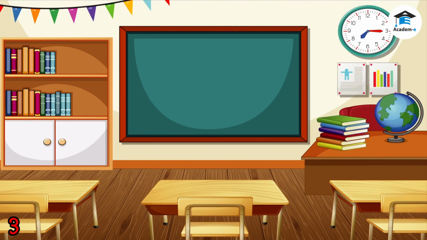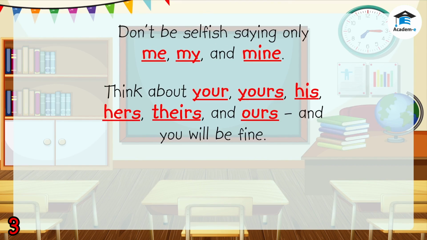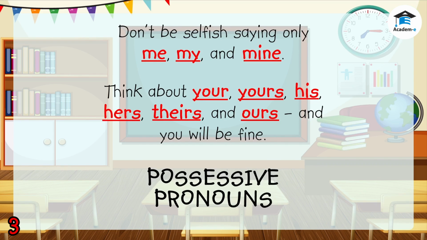Before we start, let's read this short poem, and take note of the underlined words. Don't be selfish saying only me, my, and mine. Think about your, yours, his, hers, theirs, and ours, and you will be fine. The underlined words are pronouns that show ownership or possession. We call them possessive pronouns.